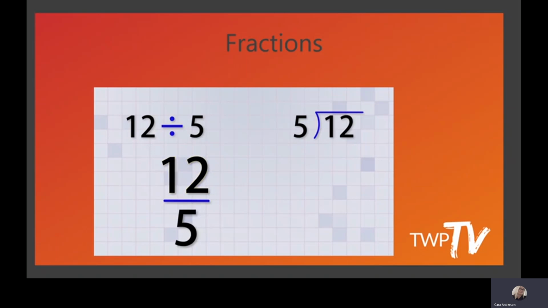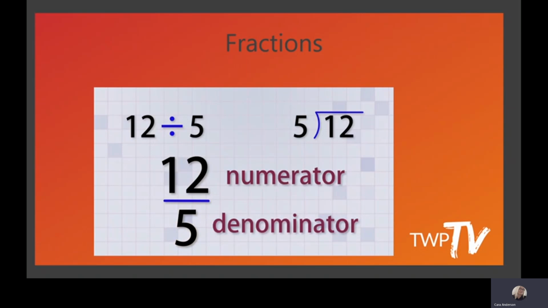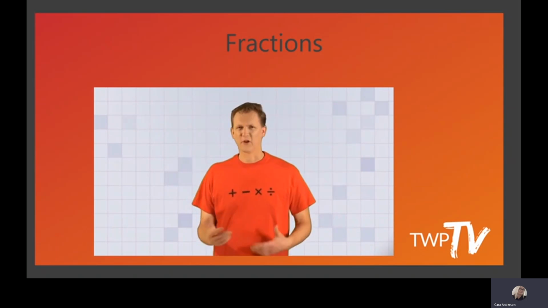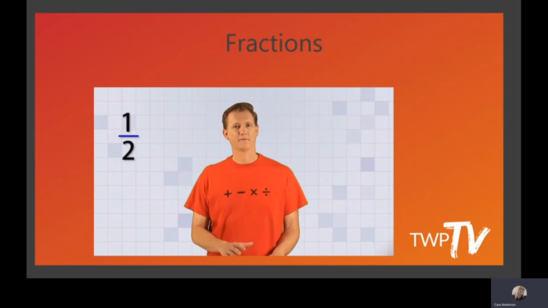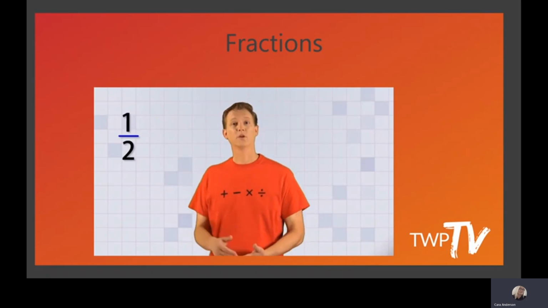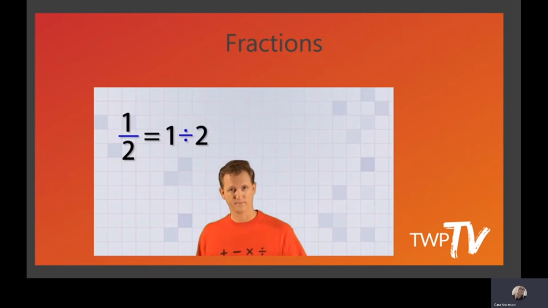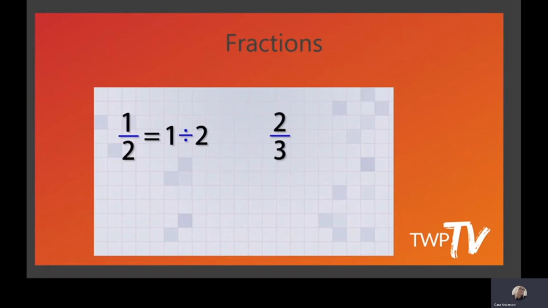The top number is the number being divided up, and we call it the numerator. The bottom number is the number we're dividing by, and we call it the denominator. Now let's look at some of the common fractions that you're already familiar with and think of them as division problems. For example, 1/2 is really just 1 divided by 2. The fraction 2/3 really means 2 divided by 3. And the fraction 3/4 really means 3 divided by 4.